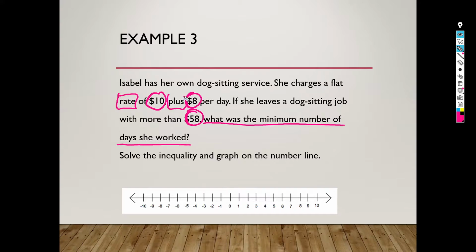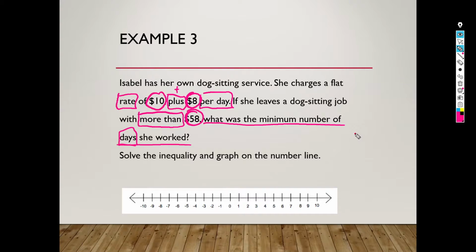plus, well, that's good. That kind of gives it away for us. And per day. So we want to think about that. We also want to think days. So we know we're working with days here, so that's an important number. Okay, more than. There we go. That's another key term there. What's going to tell us something. So that's going to be that we want this to be smaller. If we want more than 58, then 58 has to be the smallest number.